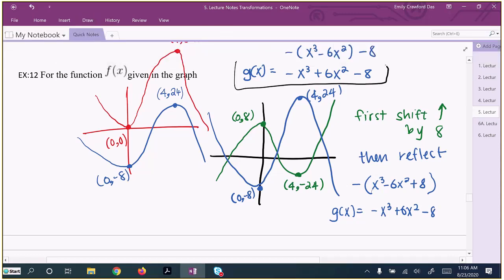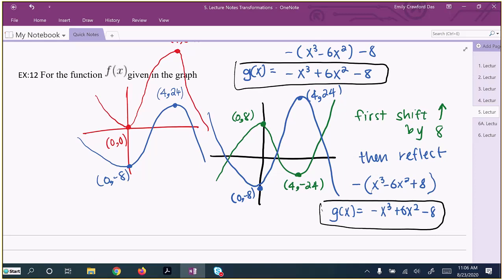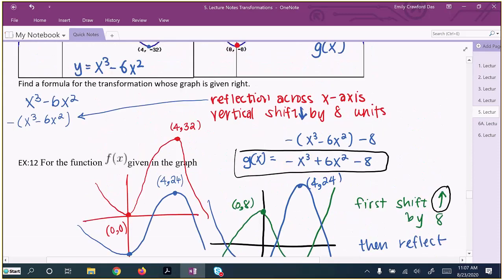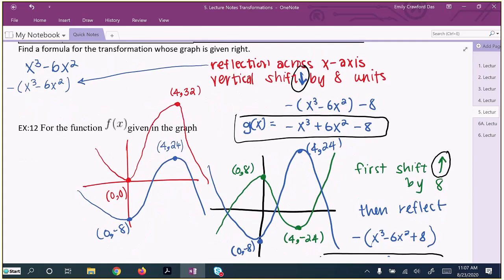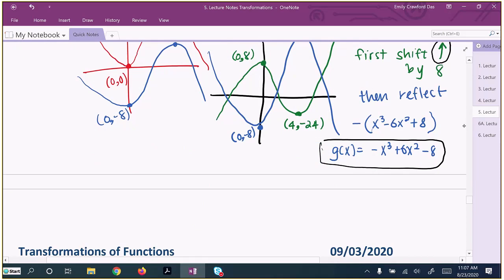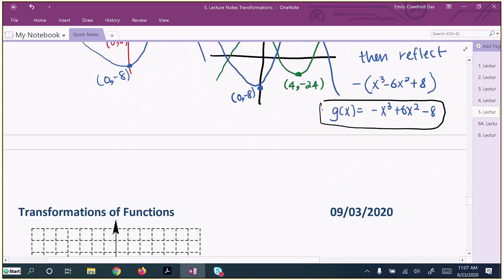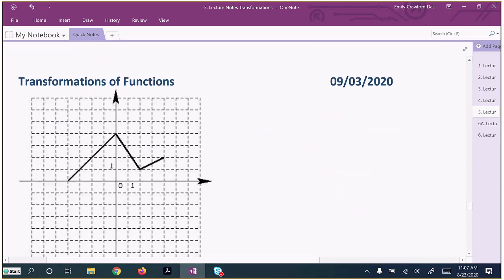So the reason I did this is just to show you that as long as we are careful, we can usually do this in either order. It's not going to make a difference, but you can see that depending on whether I reflected first or second, this vertical shift was either shifting up by 8 or shifting down by 8. So it does depend which order you do it in, and that's why you need to be a little careful, but as long as you're careful, you should get the same result.